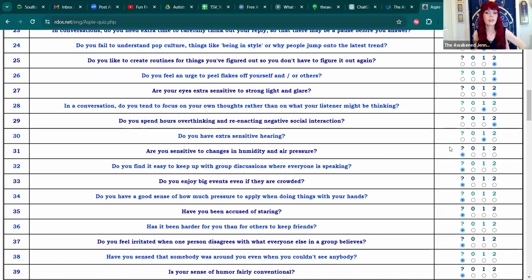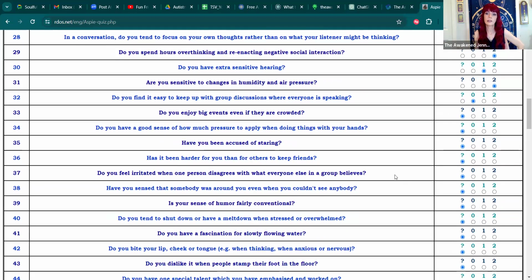Are you sensitive to changes in humidity and air pressure? I would get migraines, yes. Do you find it easy to keep up with group discussions when everyone is speaking? I cannot, so I usually will just listen. I will just take it in. Do you enjoy big events even if they are crowded? Not at all.